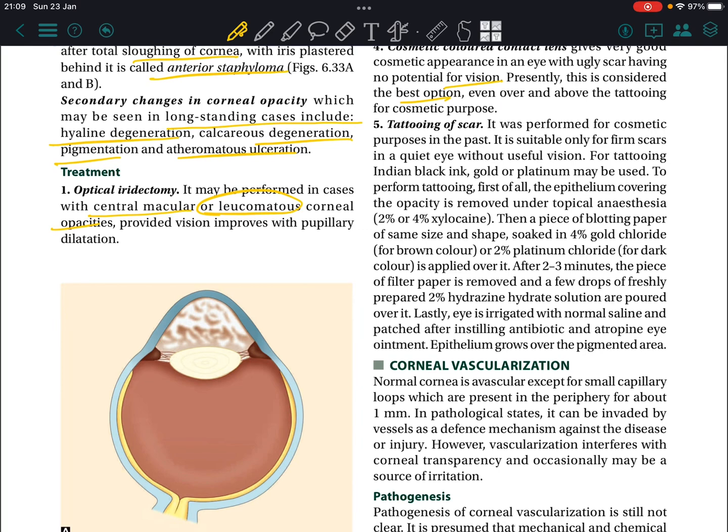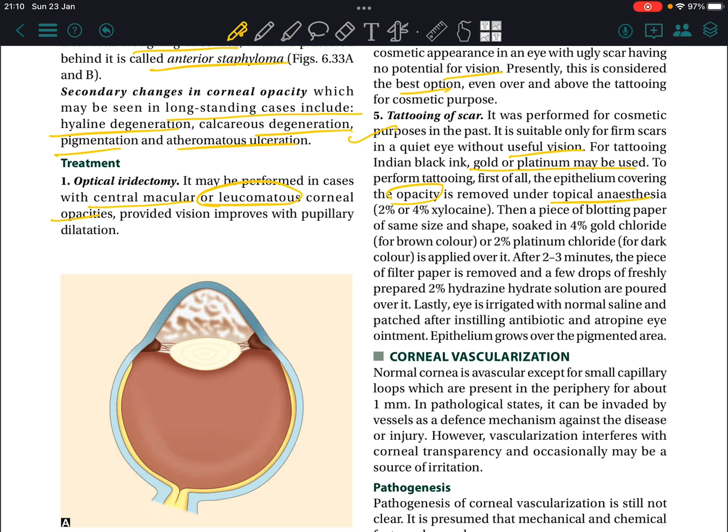Tattooing was performed for cosmetic purposes in the past. It is suitable only for firm scars in a quiet eye without useful vision. For tattooing, Indian black ink, gold or platinum may be used. To perform tattooing, first of all, the epithelium covering the opacity is removed under topical anesthesia.